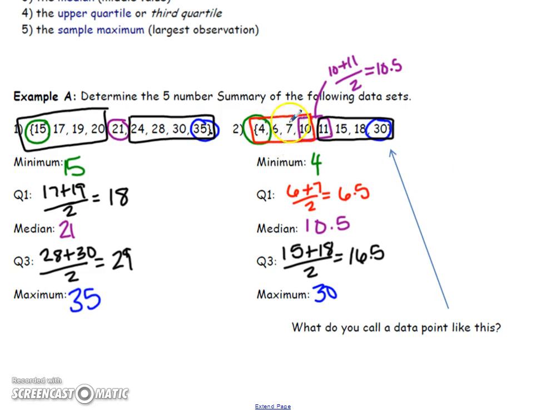So again, we had to find the average for the numbers for the quartiles. We came out with 6.5 and 16.5. So again, our 5 number summary for this one is 4, 6.5, 10.5, 16.5, and 30. Now if you notice, 30 is quite a bit larger than all of the other numbers in this data set. So this 30 would be called an outlier.